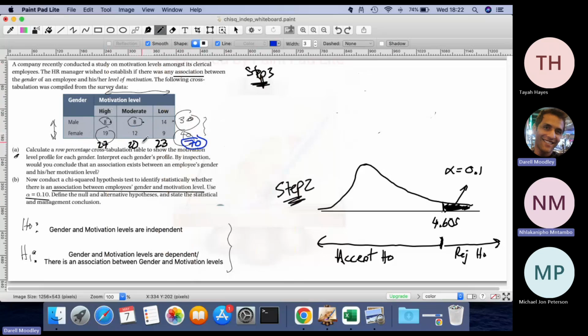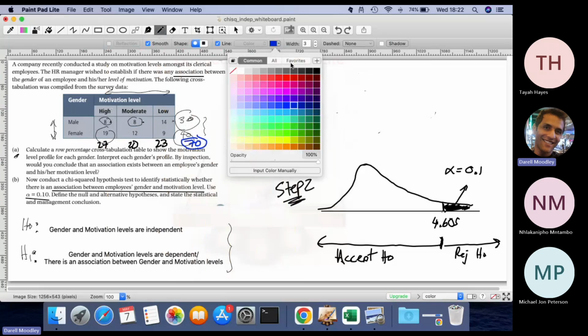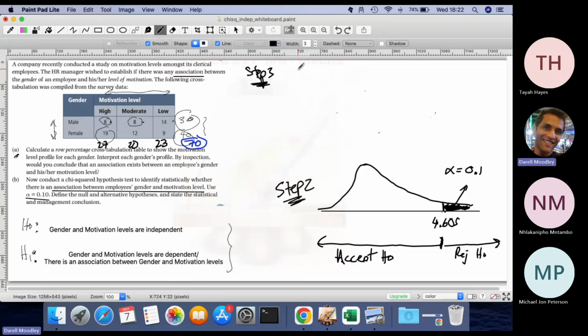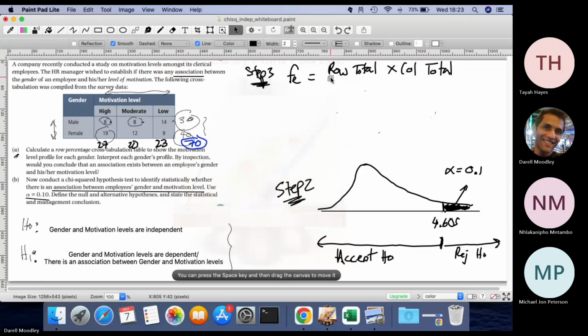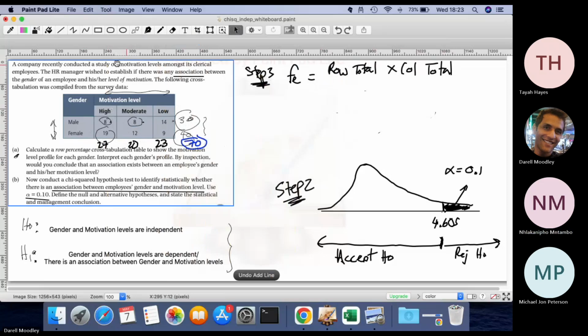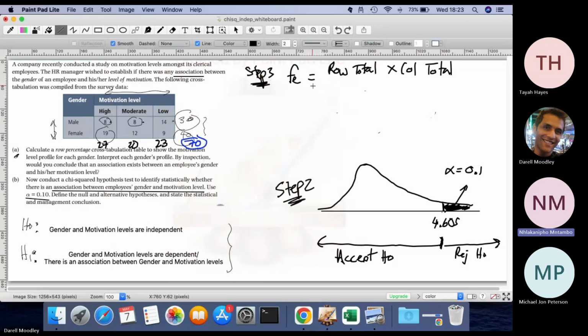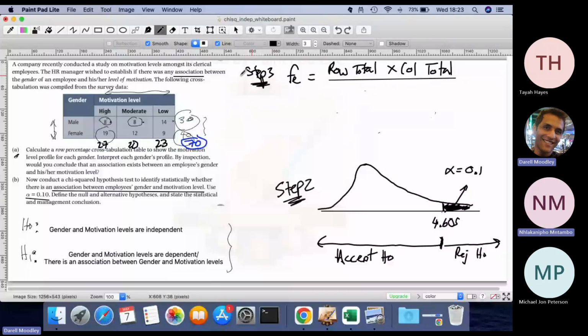So what we need to do is to work out something called our expected frequency. So our expected frequency is found using this formula here. Your expected frequency, which is called FE, is found using your row total times your column total, divided by your grand total. It's very simple, actually.